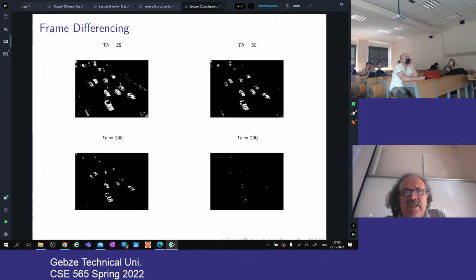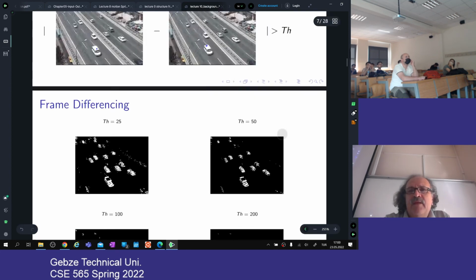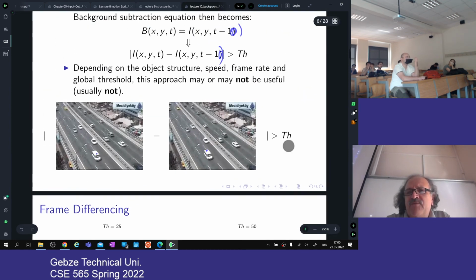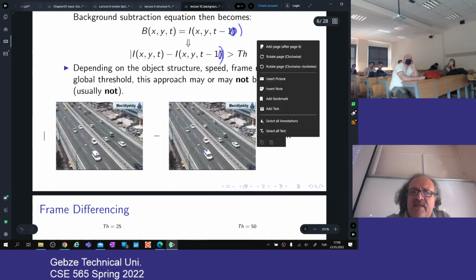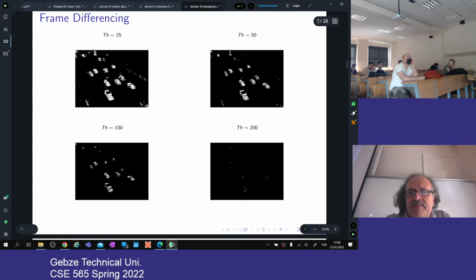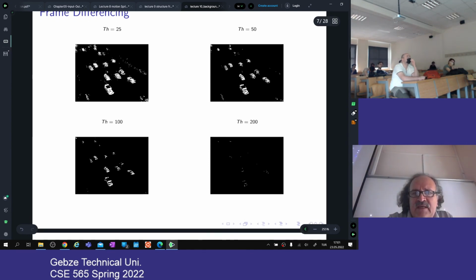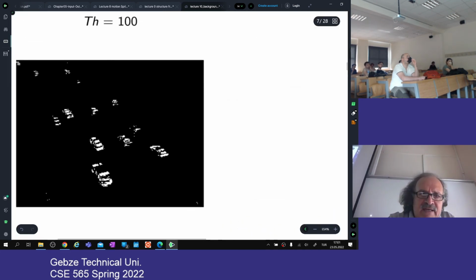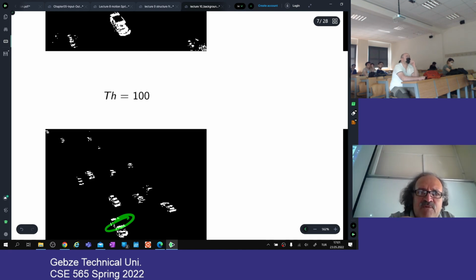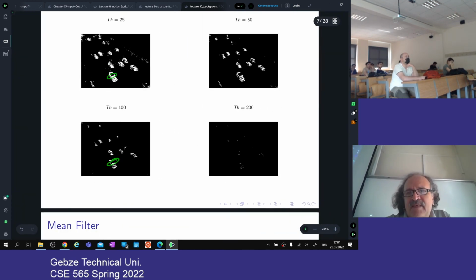If you take your threshold as like 25, take the previous one, and if it is greater than the threshold, then mark it as a foreground pixel. If your threshold is 25, you get this; 50, this; 100 and 200. See, I cannot detect the center part of this van here. It's always a problem because the same pixels keep coming back. Well, it works kind of. At least it's going to tell you if there is a movement or not.